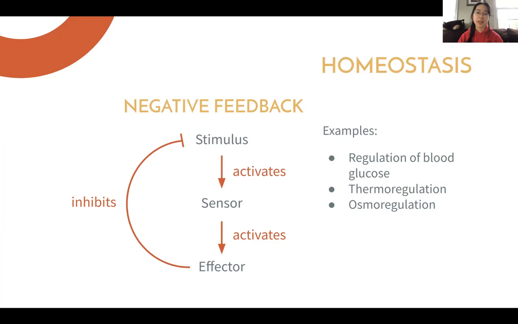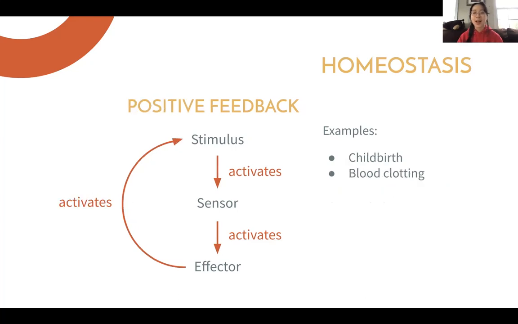The other type of feedback, as you might have guessed, is positive feedback. So positive feedback is less common because essentially you have a stimulus activating a sensor, which activates an effector, and that effector amplifies the stimulus even more. So it's probably clear to you why this is not super common, because this doesn't help maintain homeostasis. This actually drives you further away from that equilibrium point.